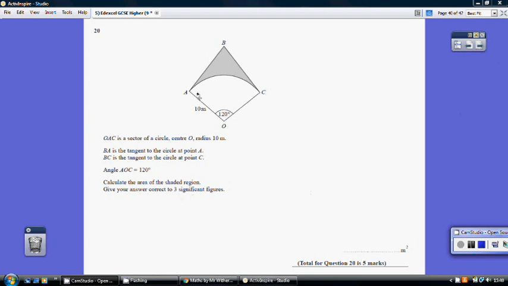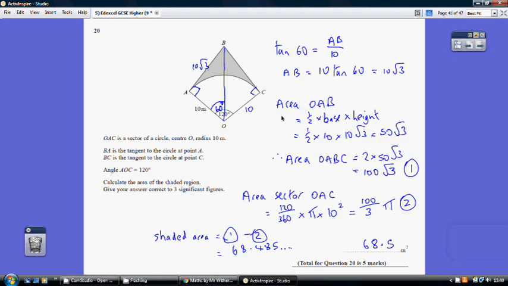Question 20. So we've got to calculate the area of the shaded region. Now to do that, we're going to work out the area of the kite OABC and then take away the area of the sector OAC. So concentrating on the kite OABC, first thing to take on board is that as BA and BC are tangents to the circle, the angle BAO is a right angle, and the angle BCO is also a right angle.